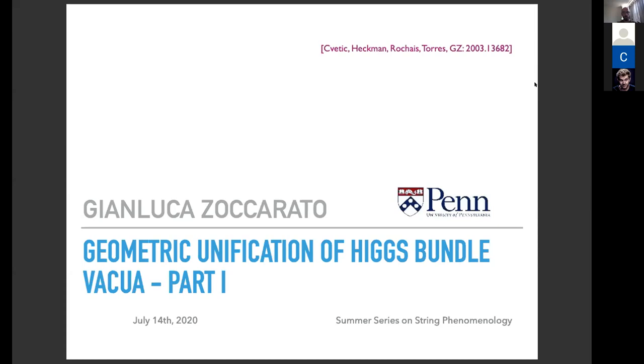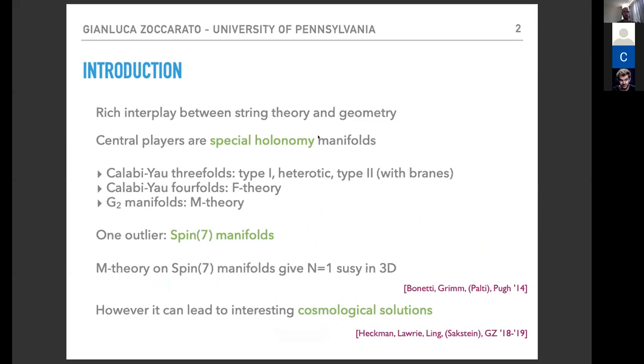So let me start by giving some introduction. It's needless to say that there is a rich interplay between string theory and geometry, and a very important role in this is played by special holonomy manifolds. We all know and like the case of Calabi-Yau threefolds that can be used for type I, heterotic or type II compactifications. We can use Calabi-Yau fourfolds for F-theory and G2 manifolds for M-theory. If you look at the classification of special holonomy manifolds, there is one outlier, which is Spin(7) manifolds. If you consider M-theory on a Spin(7) manifold, this gives 3D N=1 supersymmetry, which is basically half of the supersymmetry that usually happens in 4D vacua. So it's only 2 supercharges.